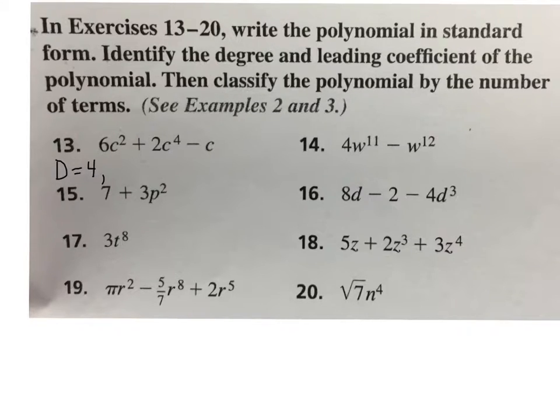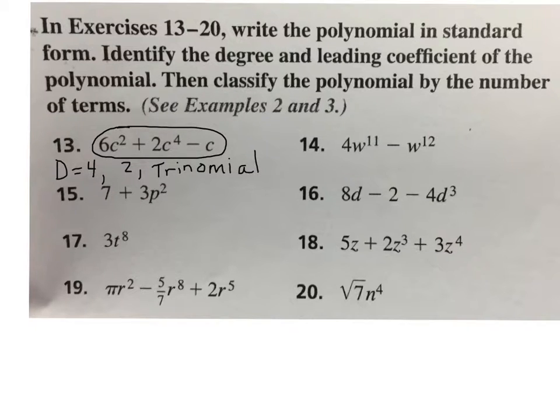Okay. Then it says, what's the leading coefficient? Well, you look at whichever monomial had the highest degree, which is this middle one right here. So what's the coefficient of it? 2. So the leading coefficient is 2. And then it says classify it. Tell if it's a monomial, binomial, or trinomial. Well, it has how many terms? 3. So this is a trinomial. And that's all you had to do.